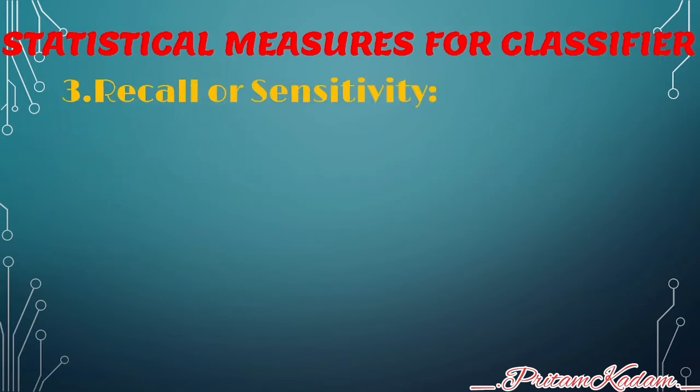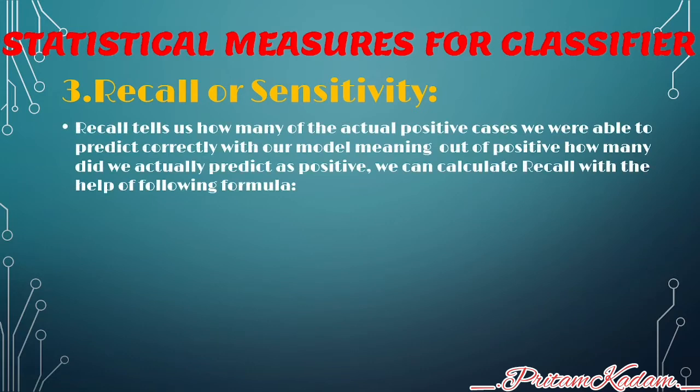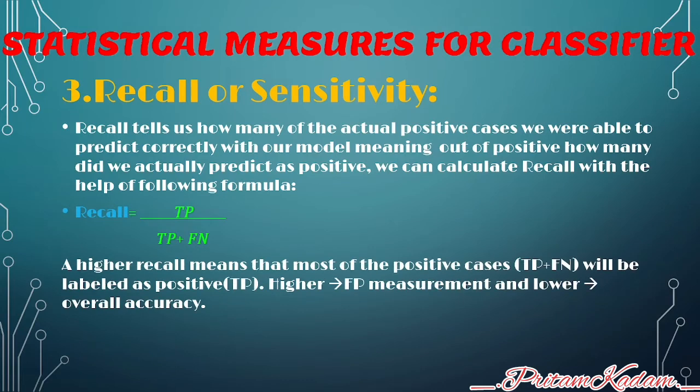So our third statistical measure is recall or sensitivity. So recall tells us how many of the actual positive cases we were able to predict correctly with our model, meaning out of positive, how many did we actually predict as positive. We can calculate recall with the help of the following formula. So recall means true positive upon true positive plus false negative, and a higher recall means that most of the positive cases, that is TP plus TN, will be labeled as positive, that is TP only. And higher the FP measurement, then the lower would be the overall accuracy, and vice versa.